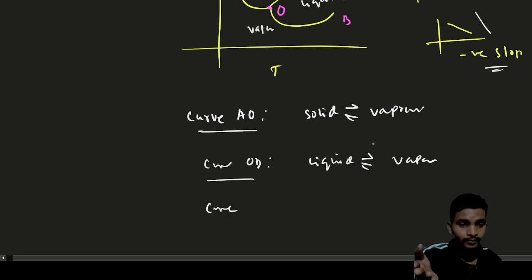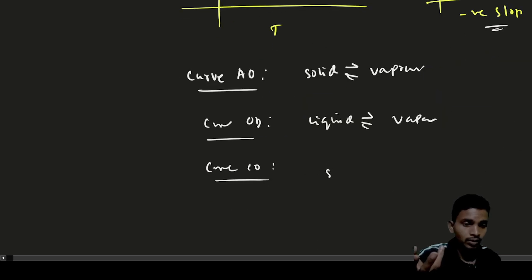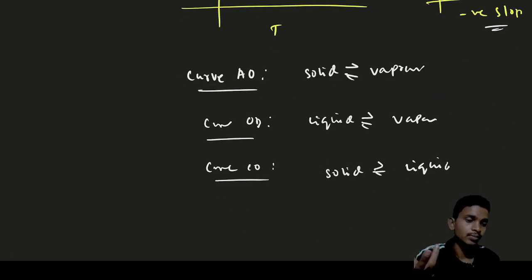And curve CO: on one side is solid and on the other side is liquid, so they are in equilibrium. So solid and liquid are in equilibrium.